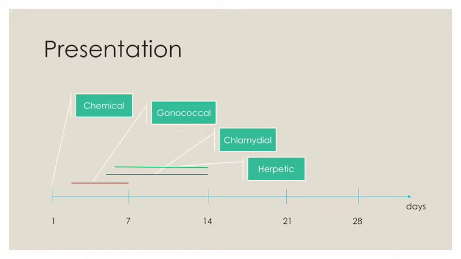About chlamydia, the incubation period is 5 to 14 days, and herpetic conjunctivitis usually occurs within the first 2 weeks after birth and has an incubation period of approximately 6 to 14 days.